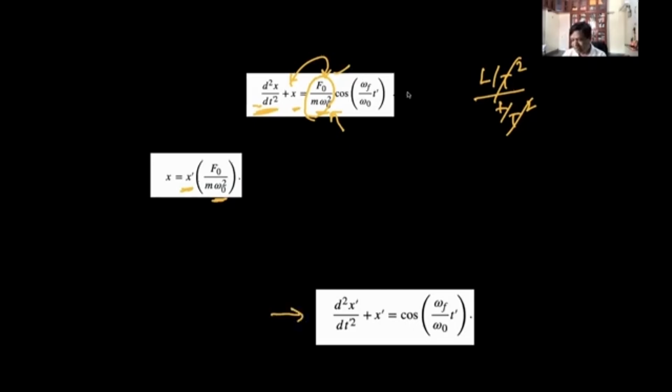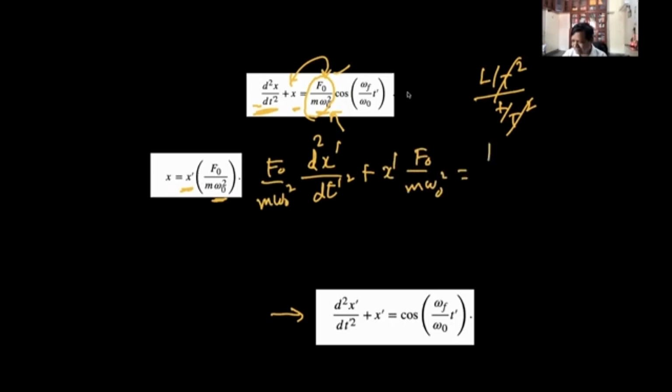Because when I substitute, you can easily see d squared x prime by dt prime squared. This will be F naught by m omega naught squared. The next term is x prime times F naught by m omega naught squared. And this is F naught by m omega naught squared times cos of whatever. So this will cancel. So we are left with this equation. It has only one parameter, which is omega f by omega naught.